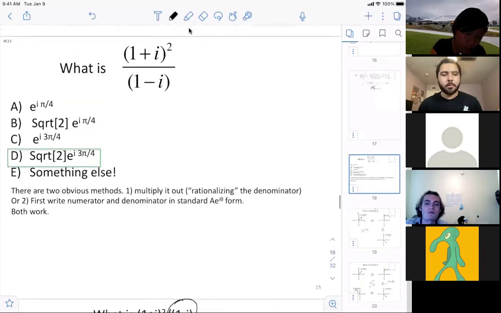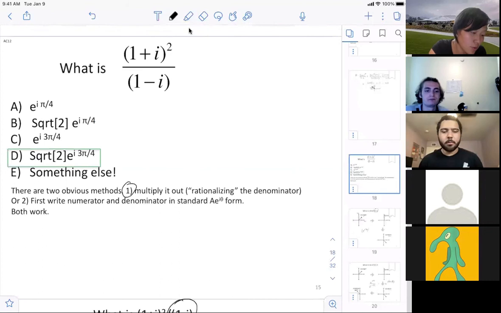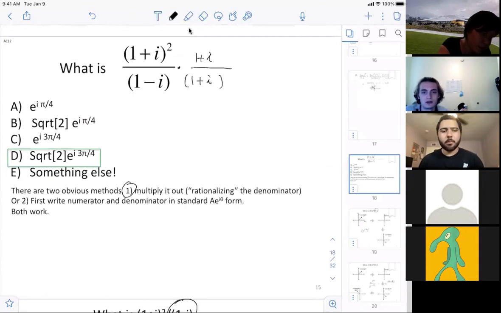And also, I want to show you briefly the first method. Anybody use the first method? I did. Okay, so what did you do? What do we mean by multiply it out? What would you multiply it by? I multiplied it by the complex conjugate of the denominator. Yeah, all right, very good.